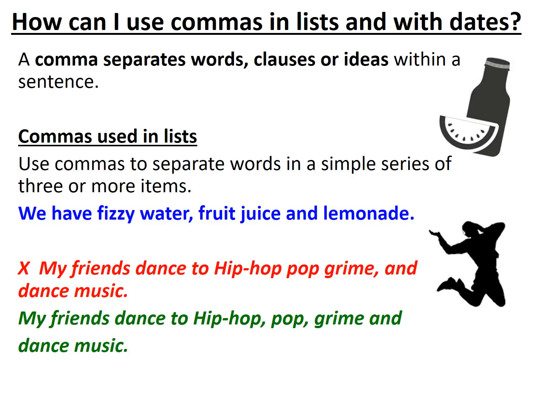Instead, the sentence should read, my friends dance to hip hop, comma, pop, comma, grime and dance music. The other mistake that we noticed in the sentence in red is that there should be no comma after the word grime and before the word and. That is not necessary.